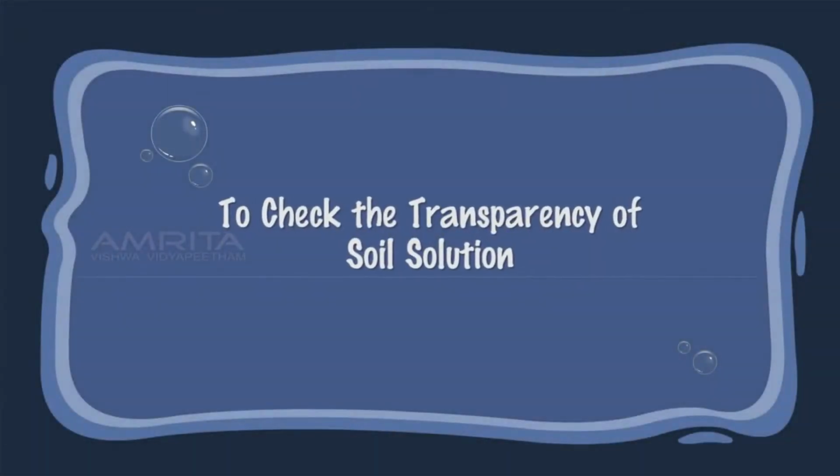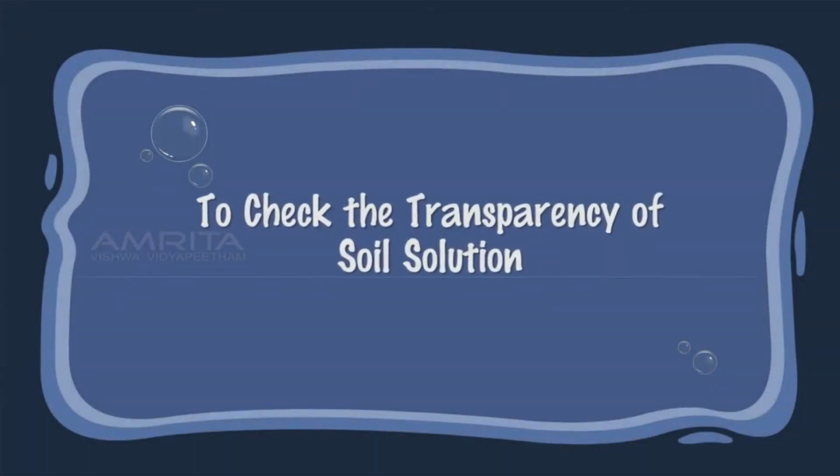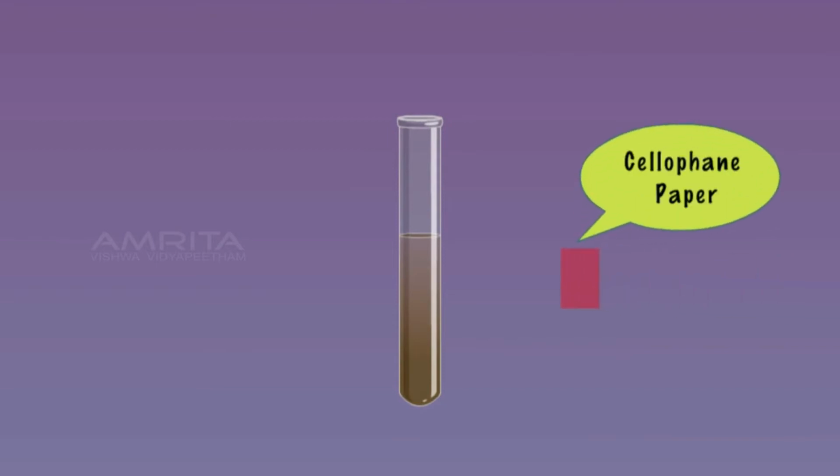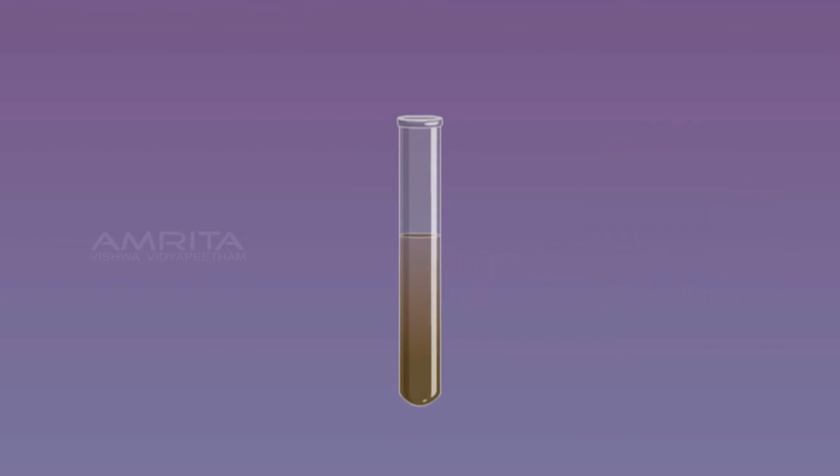To check the transparency of soil solution, take some of the soil suspension in a test tube. Paste a small strip of cellophane paper on one side of the test tube and view it from the other side. The cellophane paper is not visible from the other side of the test tube. This indicates that a suspension is opaque.